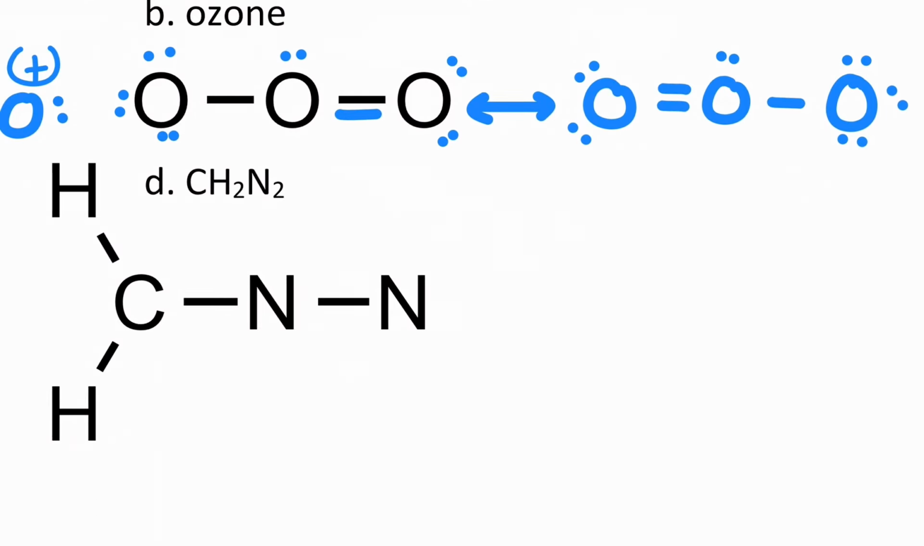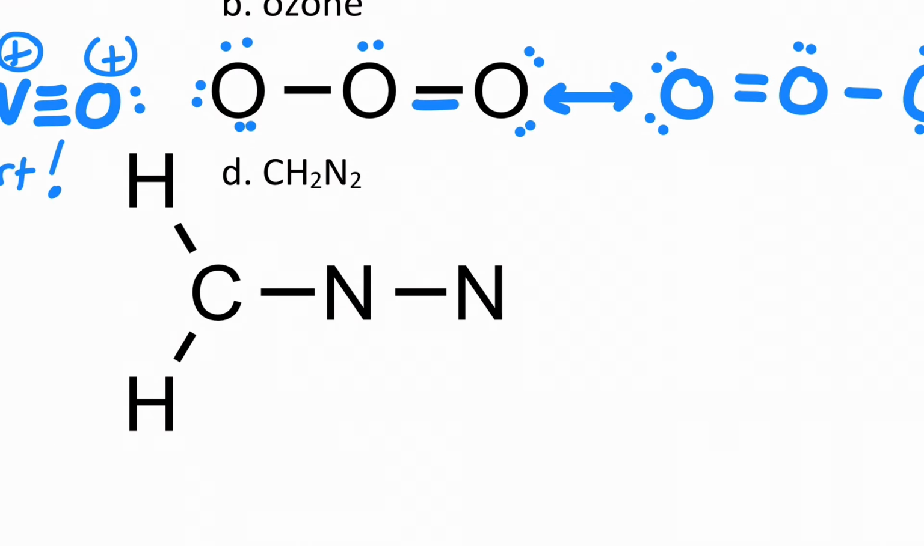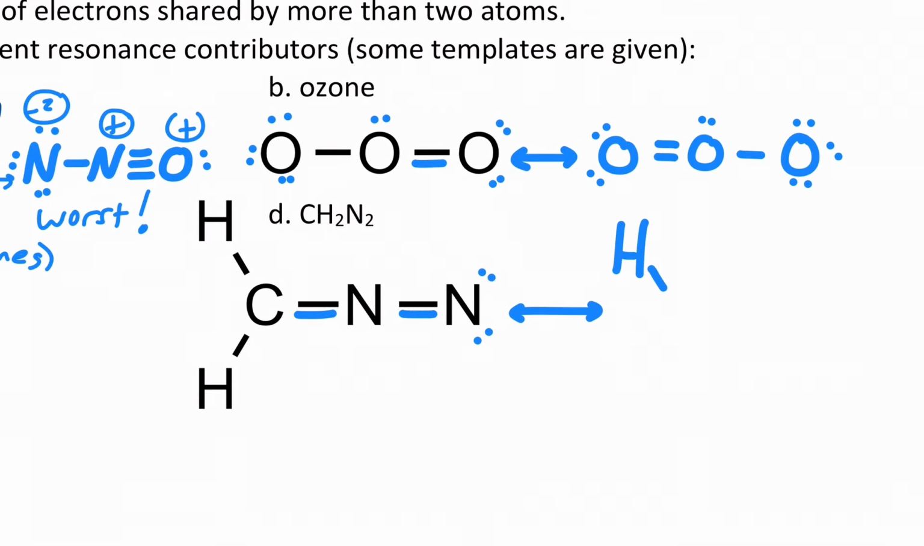Something similar happens with the diazomethane molecule. You can have a carbon-nitrogen double and a nitrogen-nitrogen double. That wouldn't put anything on the middle nitrogen. That would put 2 lone pairs on the nitrogen out there. Alternatively, you could have a single carbon-nitrogen bond and a nitrogen-nitrogen triple bond. That would give you 1 lone pair on the carbon and 1 lone pair on the nitrogen.